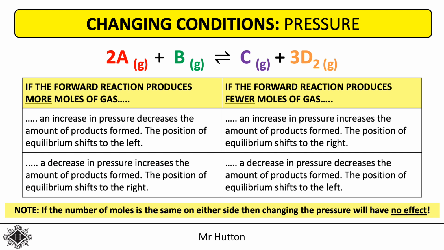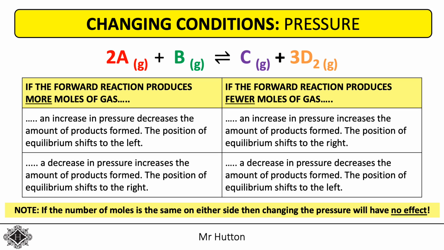Alright, so I'm not going to read through this too much. This is just a slide about pressure, and it's basically summarising in a table what we've just talked about. What I would do is pause the video now and make a copy of that table in your notes. But just also note at the bottom there, if the number of moles is the same on either side of that reaction, so if you've got 3 moles on one side and 3 moles on the other side, then changing the pressure will have no effect on that reaction, because both sides are taking up the same space. So it's going to have absolutely no effect on that reaction. So that's an important thing to note.